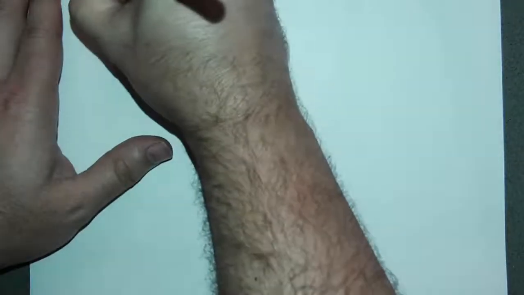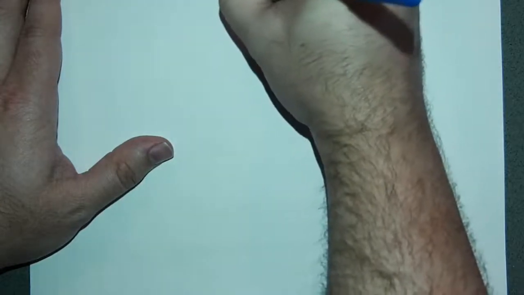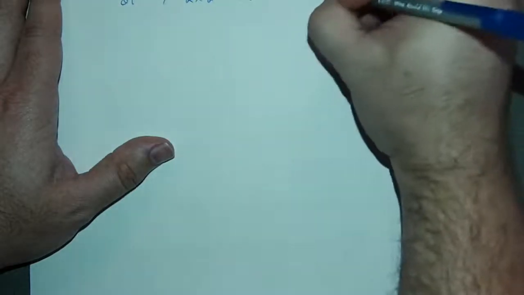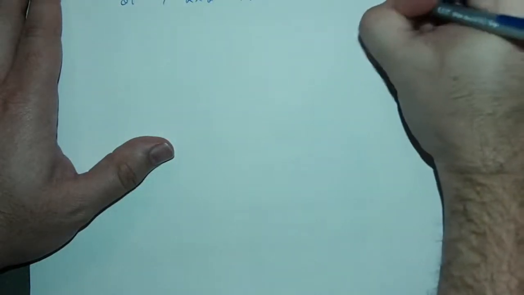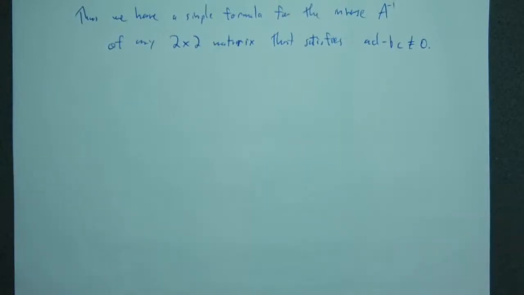So that is the 2 by 2 case. Thus, we have a simple formula for the inverse of any 2 by 2 matrix that satisfies AD minus BC is not equal to 0. Oh, I'm off screen. Yeah, so we have a simple formula for the inverse of any 2 by 2 matrix that satisfies that condition. So that's nice.